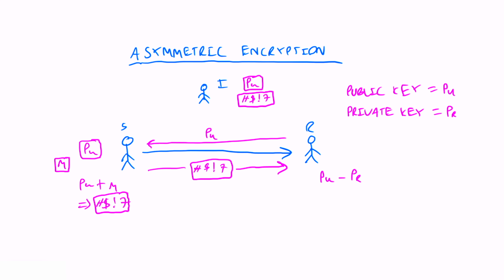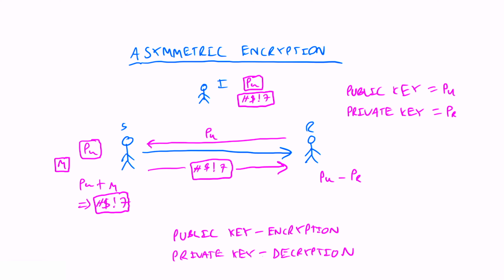So it can't read the original message yet. Well, what can I not do? I cannot decrypt this message because we cannot decrypt with the public key. The public key is for encryption and the private key is for decryption. So how is R going to read the message? Well, R now has this message.